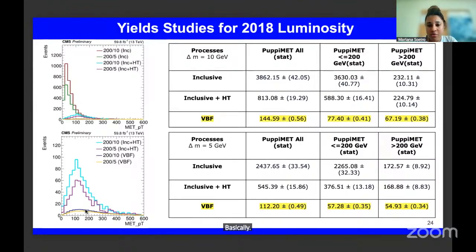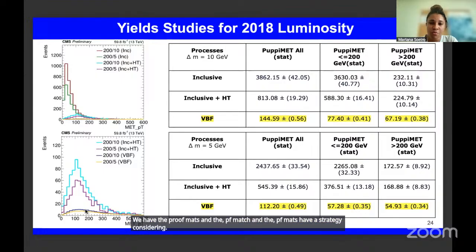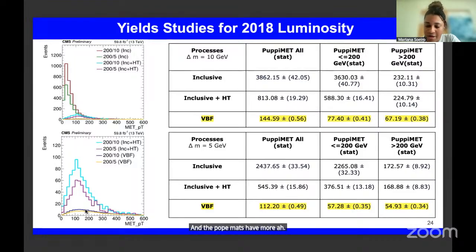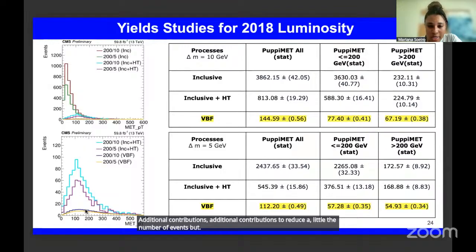Basically, when we work with the PUPPI MET, it is the match with other requirements. We have the PUPPI MET and the PF MET, and the PF MET has a strategy considering the particle flow particles, and the PUPPI MET has more additional contributions to reduce the number of events a little, but improve the quality.